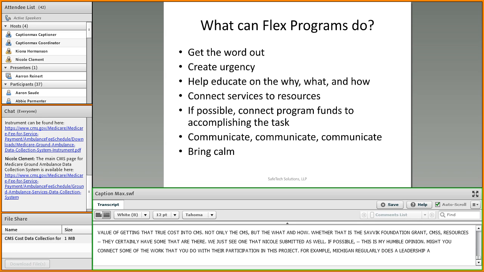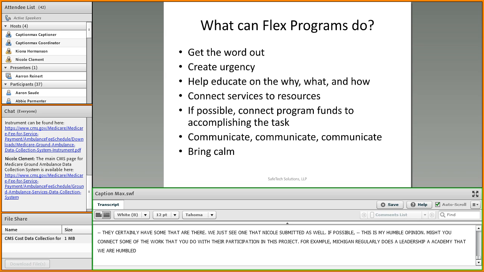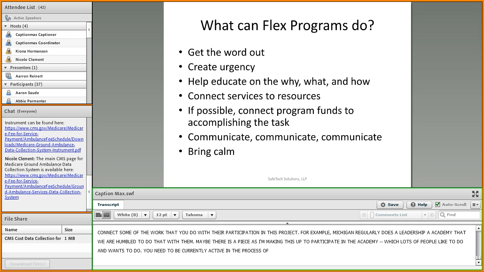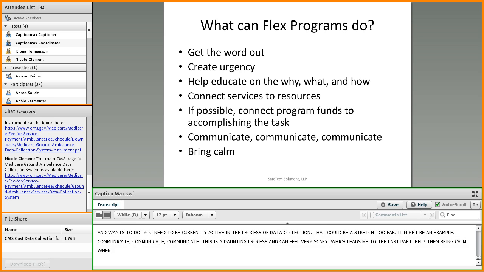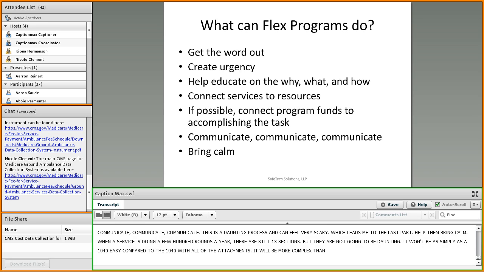Connect the services to the resources, whether that's the SAVIC Foundation grant, CMS's resources. They certainly have some that are there. And we just saw one that Nicole submitted as well. If possible, this is my humble opinion, might you connect some of the work that you do with their participation in this project? For example, Michigan regularly does a leadership academy, which we are humbled to be able to do with them. Maybe there's a piece that says, and I'm making this up, to participate in the academy, which lots of people like to do and want to do, you need to be currently active in the process of data collection. That could be a stretch too far, might be an example.